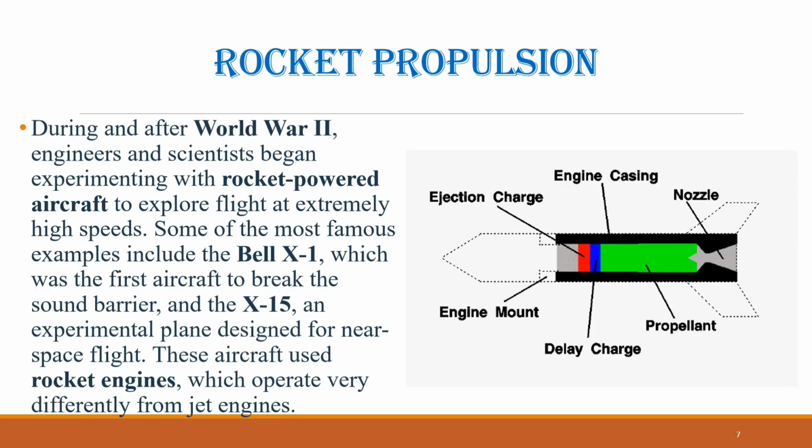Rocket engines are generally divided into two main categories: liquid-fueled rockets and solid-fueled rockets. In a liquid rocket, the fuel and oxidizer are stored separately in tanks and are pumped into the combustion chamber as needed. This setup allows for precise control over the engine's performance. The thrust can be increased, reduced, or even completely stopped simply by regulating or shutting off the flow of fuel.